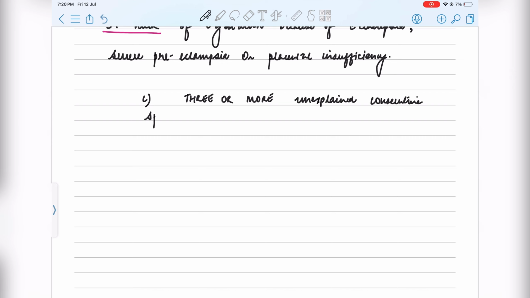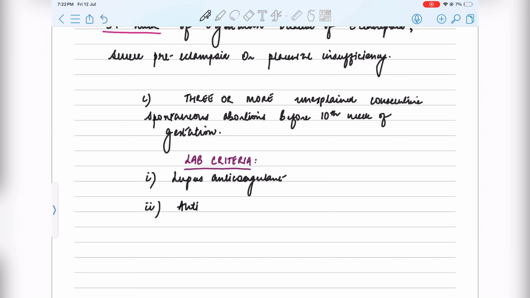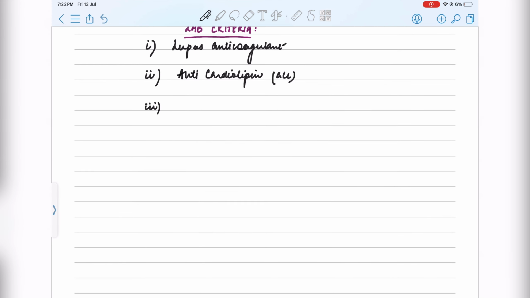The third criterion is that 3 or more than 3 unexplained consecutive spontaneous abortions before 10th week of gestation. So before 10th week of gestation, patient is having 3 or more than 3 consecutive spontaneous abortions. So three important values to be remembered are less than 10th week, 10th week of gestation, more than 10th week of gestation, and 34th week of gestation.